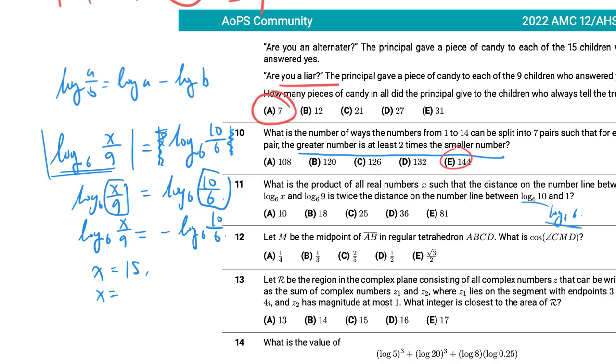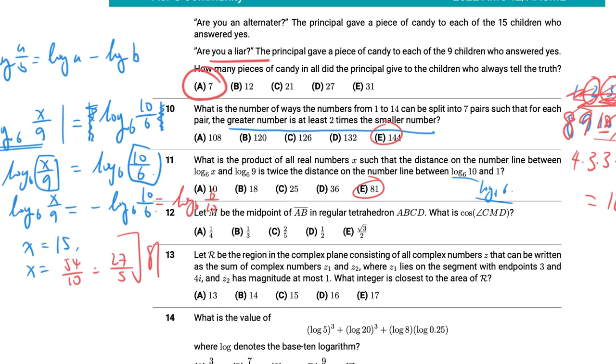We would just reverse this. So this would become log base 6 of 6 over 10. And we can put them together to get 54 over 10. And that is 27 over 5. And so if we multiply these two together, it would be 81. So answer is E. All right, so next problem.